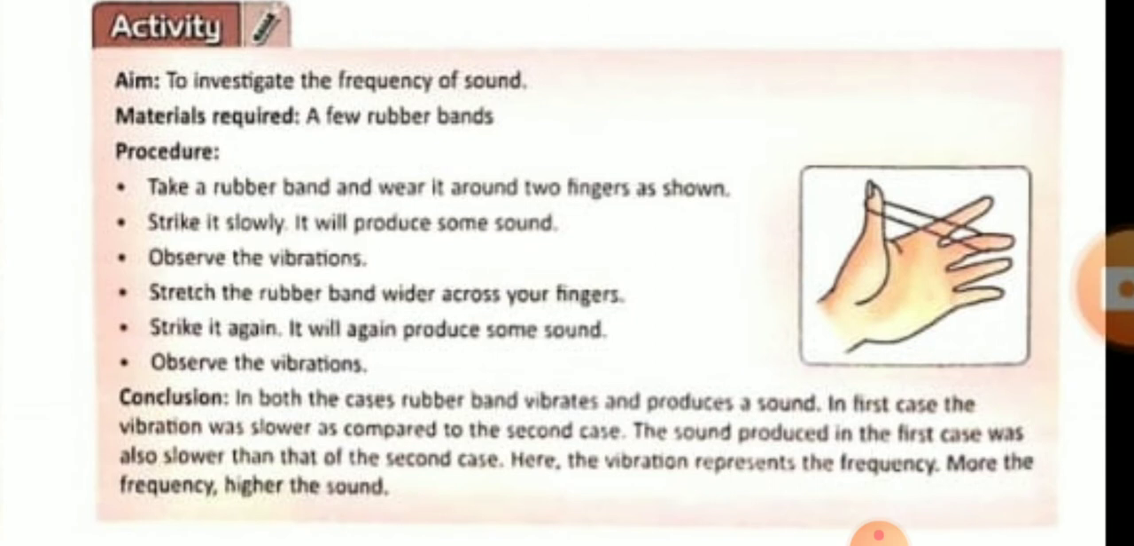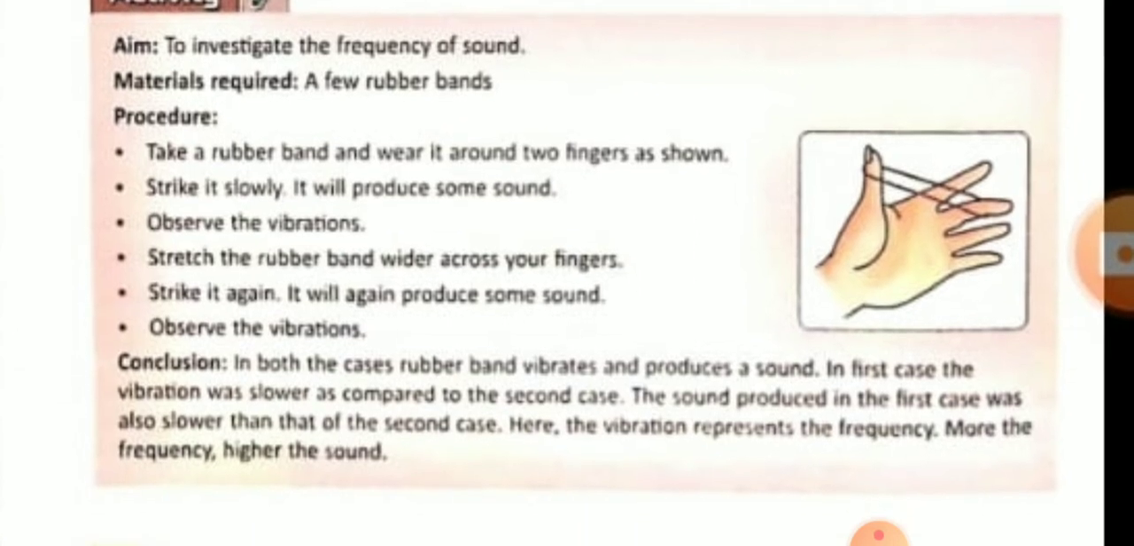Based on this, the activity to investigate the frequency of sound, the number of vibrations in 1 second: take a few rubber bands and wear them around two fingers as shown. Strike it slowly, it will produce some sound. As I explained earlier, when we strike or pull it, it will produce some sound. Now observe the vibration and stretch the rubber band wider across your fingers.